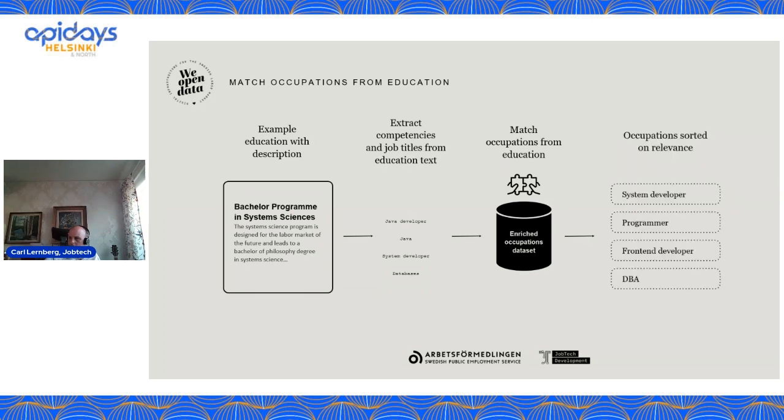And then we end up with a list of occupations that are relevant or related to that education, and we get them sorted on relevance. This is actually the case here. So from the education description, we get the occupations system developer, programmer, front-end developer, DBA.